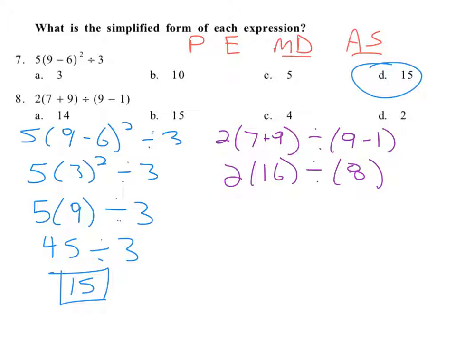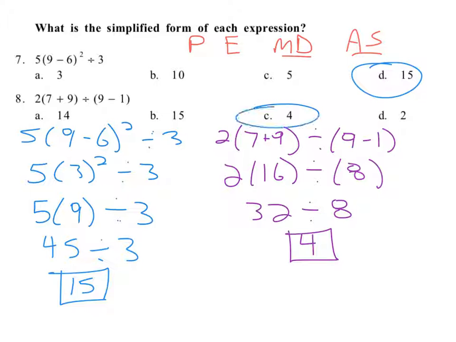2 times 16 is 32, divided by, and I'm going to just drop the parentheses, divided by 8. Last step, 32 divided by 8 is 4. We're going to box our answer, and you can see that C is the correct answer for, let me do that in a different color just so you can see it a little better. C right there is the correct answer, and we're done.